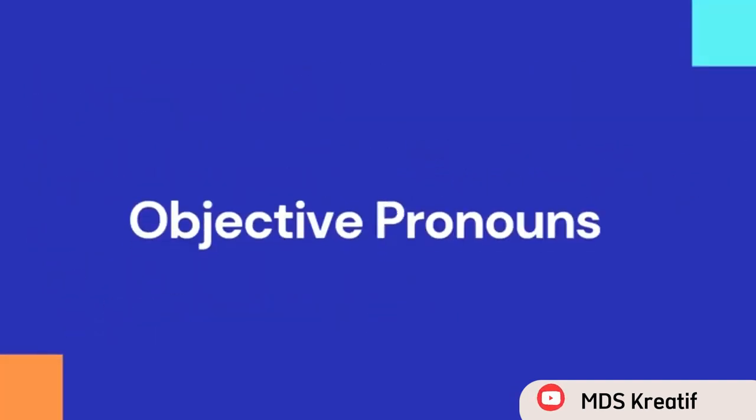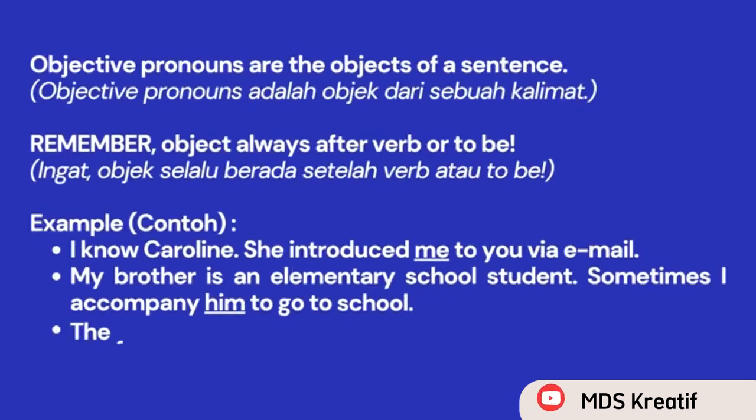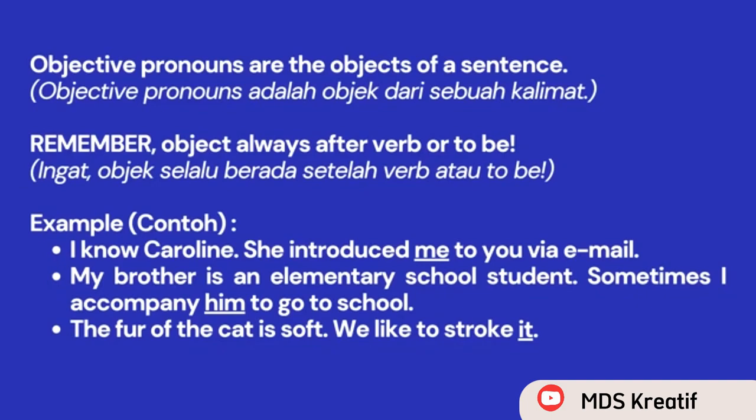Next, objective pronouns. Objective pronouns are the object of a sentence. Remember, the object is always after the verb or to be. For example, I know Caroline. She introduced me to you via email. My brother is an elementary school student. Sometimes I accompany him to go to school. The fur of the cat is soft. We like to stroke it.